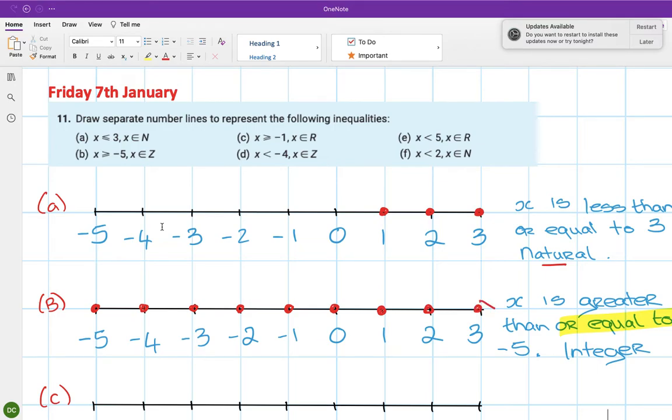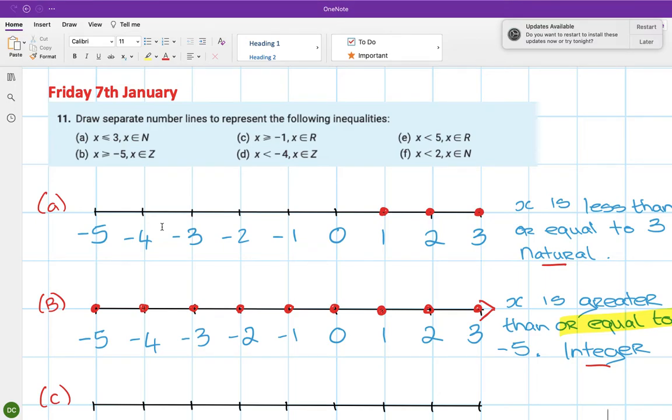And this time we could continue. So 4, 5, 6, 7 would all work. And then do we shade in the line? We don't because they're integers and integers are whole numbers. So that's that one. Okay.